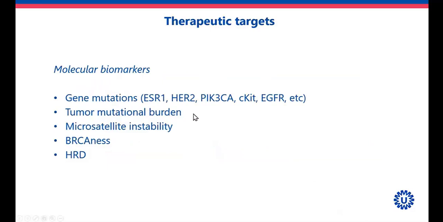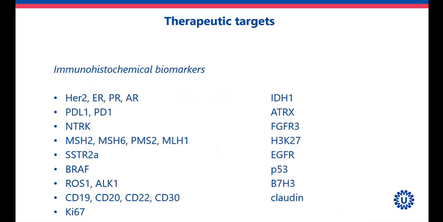There are molecular biomarkers that we use, like a lot of different gene mutations, just to name a few. Estrogen receptor, HER2, PIK3CA, c-KIT, EGFR, and many more genes, but also tumor mutational burden and microsatellite instability that play a role in selecting patients for immunotherapy. And BRCA and homologous recombination deficiency, also for some types of chemotherapy and PARP inhibition. And then there are a lot of immunohistochemical biomarkers that we use in daily pathology practice. There's a long list. I'm not going to mention all of them, but I'm quite sure that some of these will be very widely in use, like the breast cancer antibodies, HER2, ER, AR, and the microsatellite instability markers.